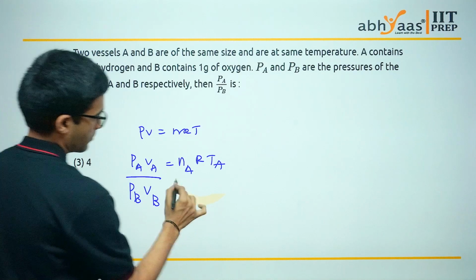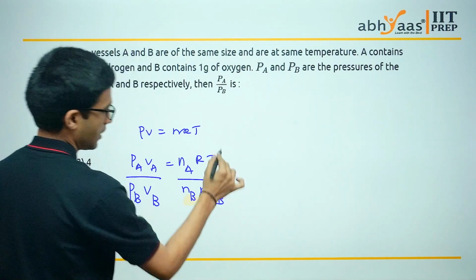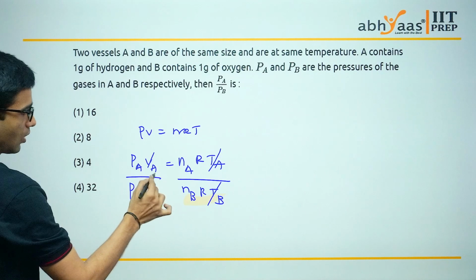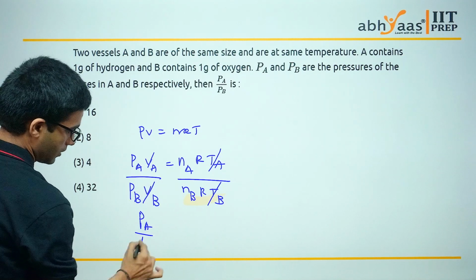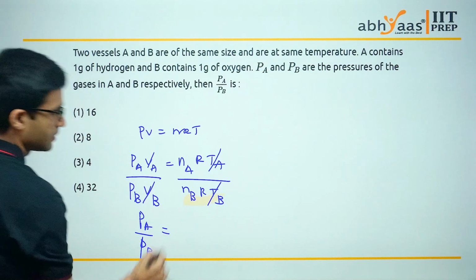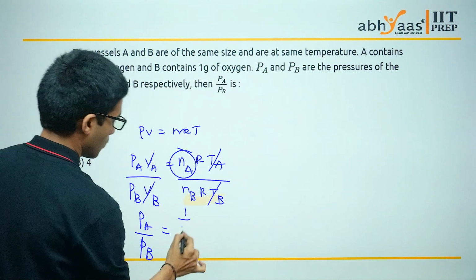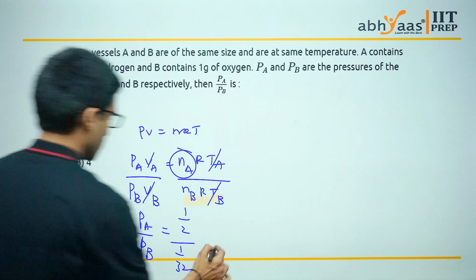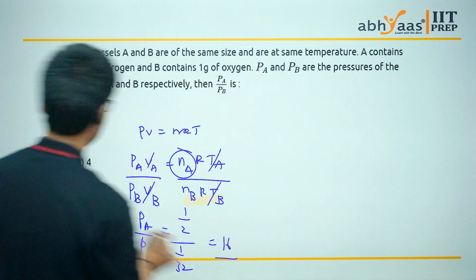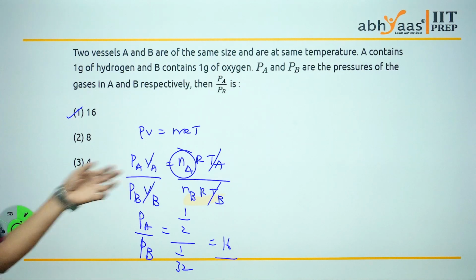Okay. By nRT. T_A and T_B cancel, same temperature, same volume, same size. P_A by P_B is equal to n_A by n_B, means moles, 1 by 2 by 1 by 32. Then 16 is the answer. So it's a direct, simple question. Pressure is directly proportional to number of moles.